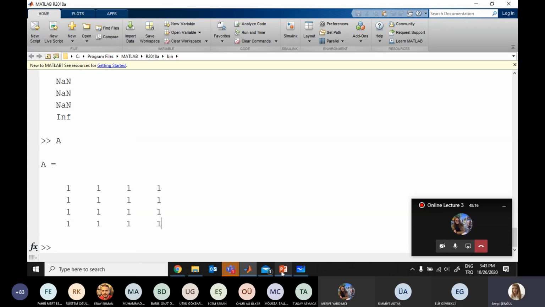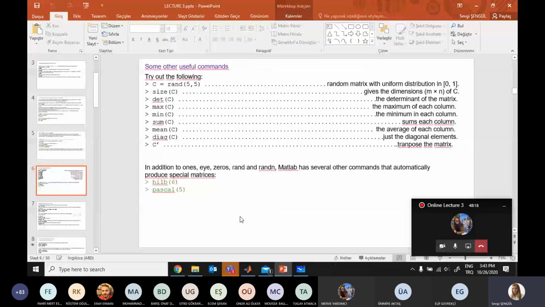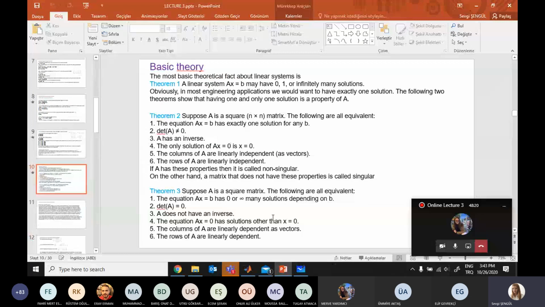So you know the basic theory, I will not repeat it to you. We already talked about them. You know, the equation has exactly one solution if determinant is not 0. If A has an inverse, this is what I have been telling you. And the only solution of AX equals 0 is X equals 0. So these are all equivalent things.